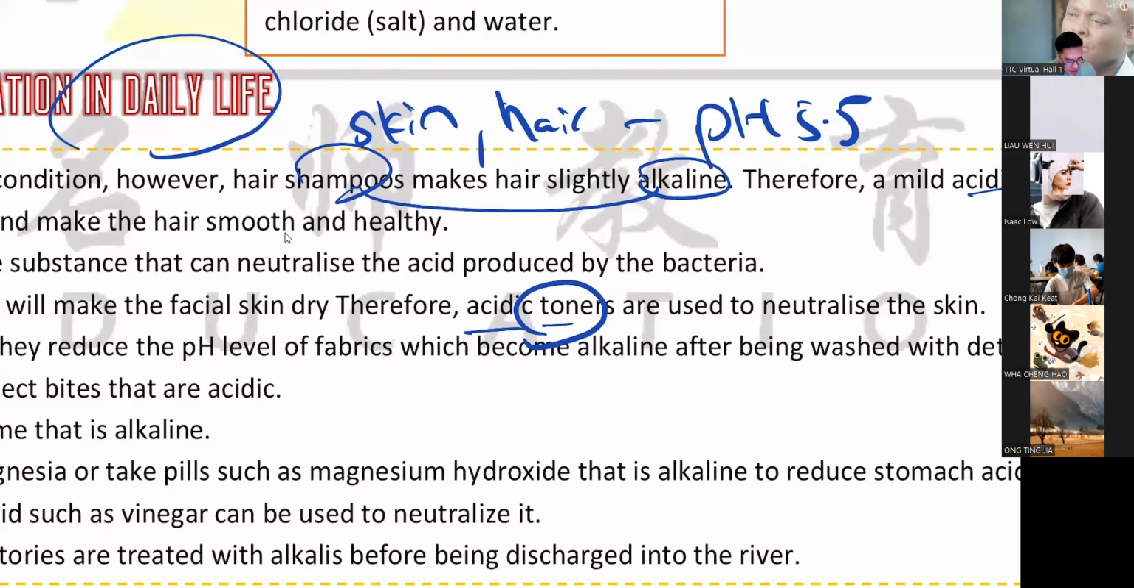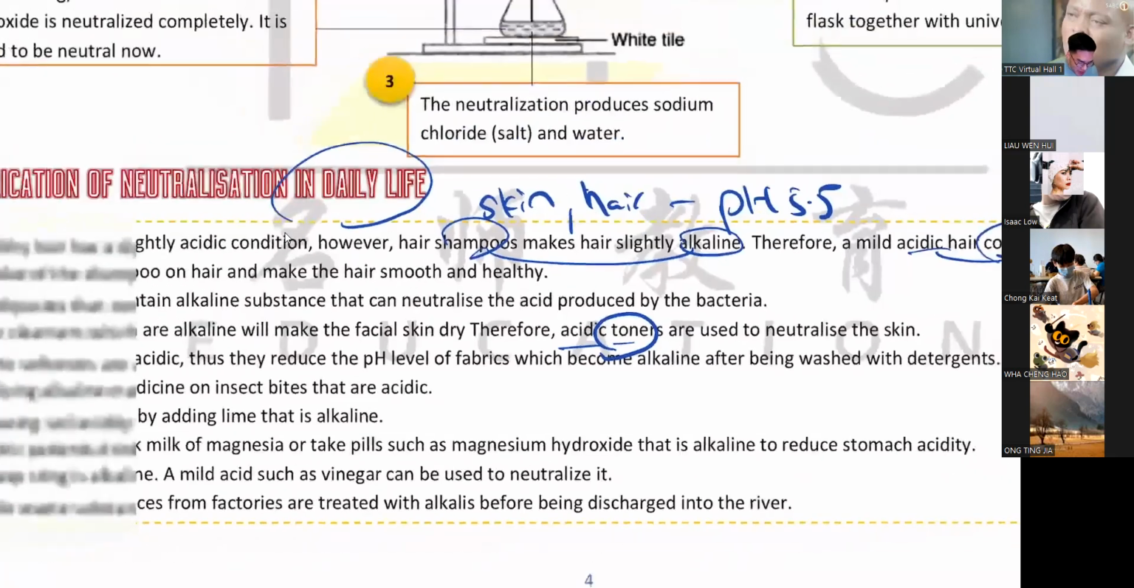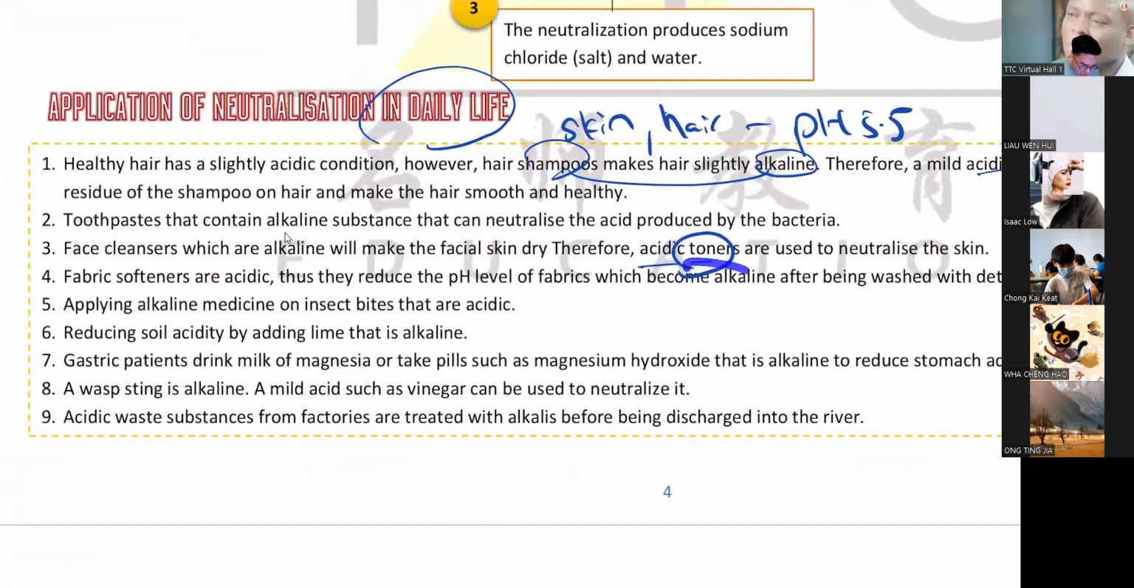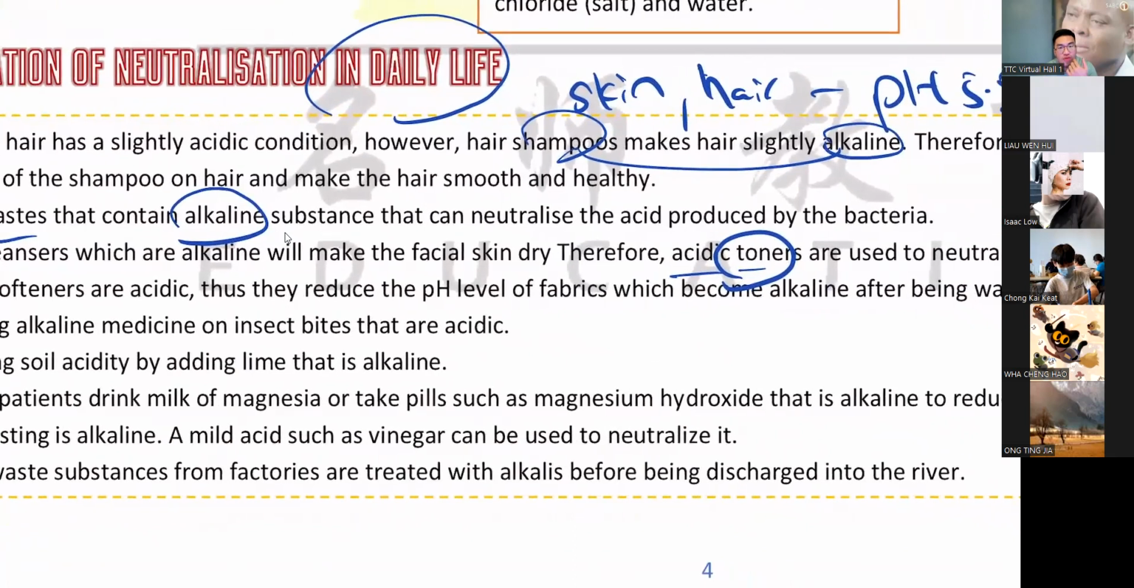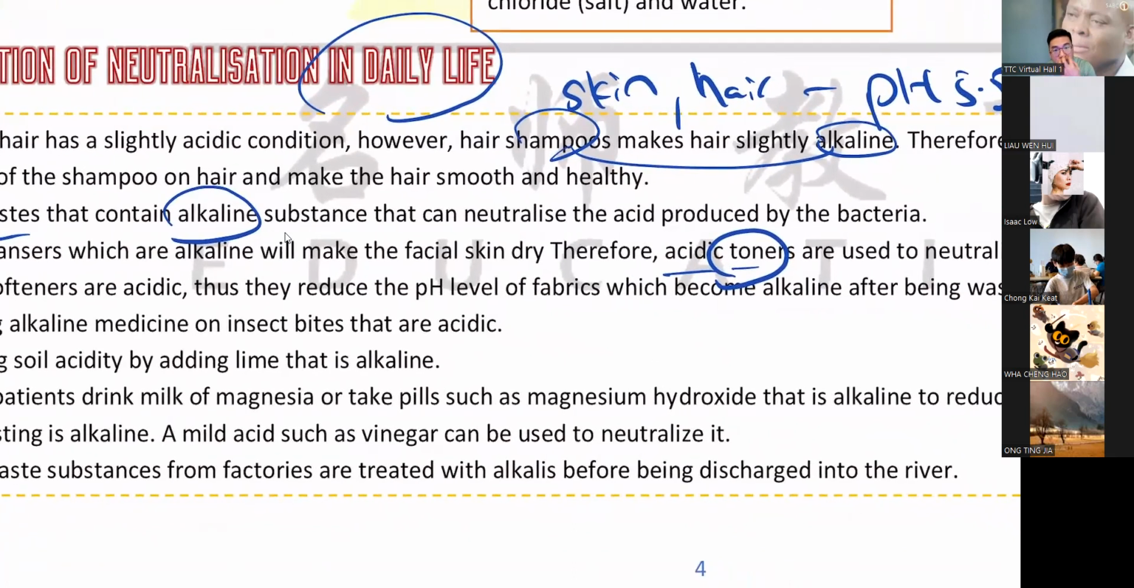Okay, so there you go. That's your toner. Let's look at the next one: toothpaste. Toothpaste is the same thing. Toothpaste is alkaline. Why? Because when you don't brush your teeth, you have bacteria inside your mouth, and they will produce acid.